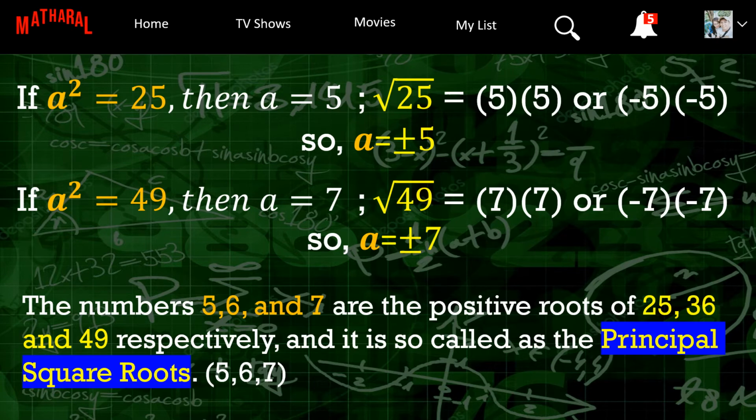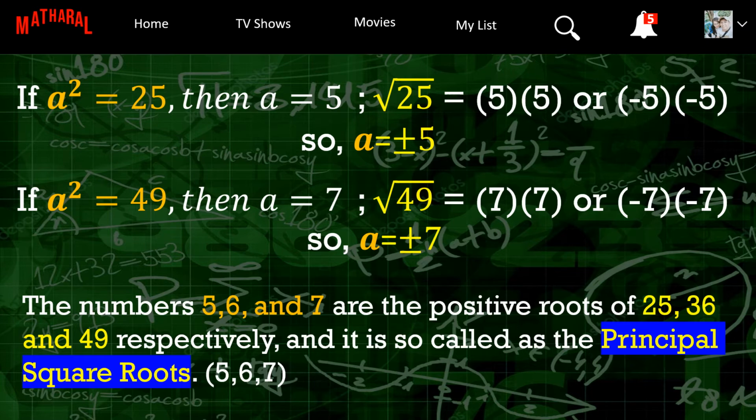And then, if a squared is equal to 49, then a is equal to 7, as what we had learned in our previous example. So, the square root of 49 is equal to 7 times 7 or negative 7 times negative 7. So that a is equal to positive and negative 7. So, paliwanag ulit. Same concepts. 7 and negative 7 are the roots of the square root of 49. So, ayun po, tandaan po.